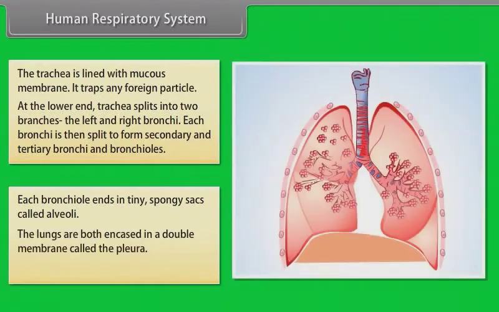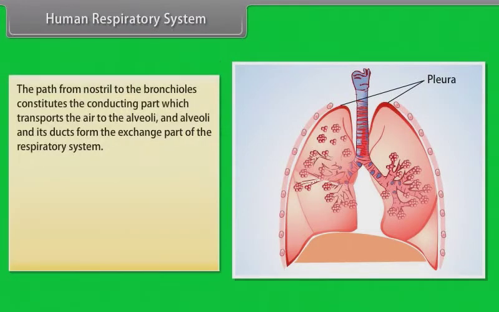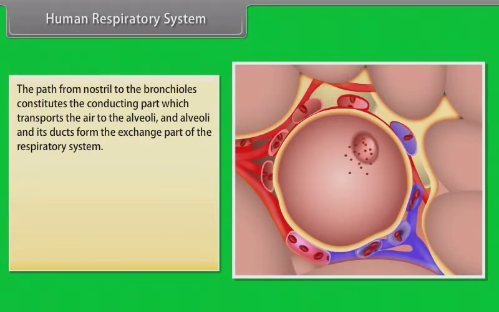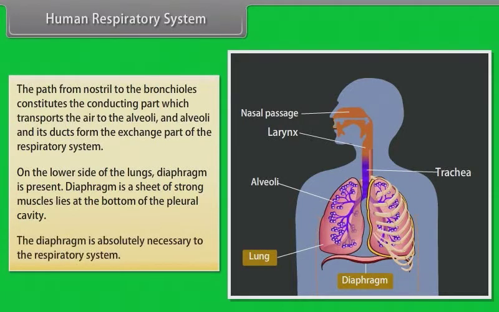The lungs are both encased in a double membrane called the pleura. The pleura protect and cushion the lungs. The path from nostril to the bronchioles constitutes the conducting part which transports the air to the alveoli, and alveoli and its ducts form the exchange part of the respiratory system. On the lower side of the lungs, diaphragm is present. Diaphragm is a sheet of strong muscles lies at the bottom of the pleural cavity. The diaphragm is absolutely necessary to the respiratory system.